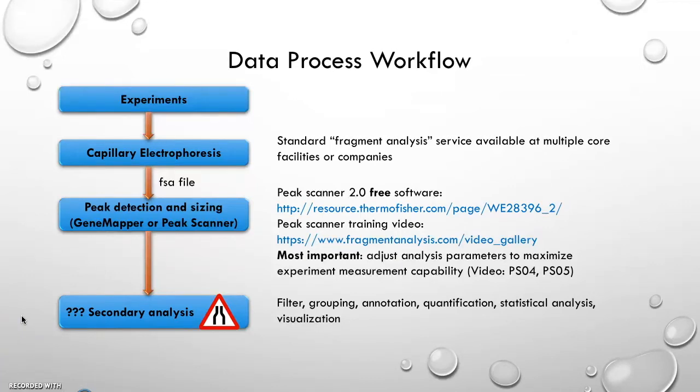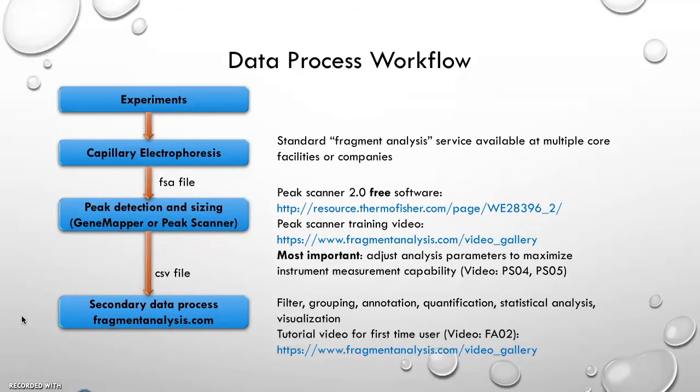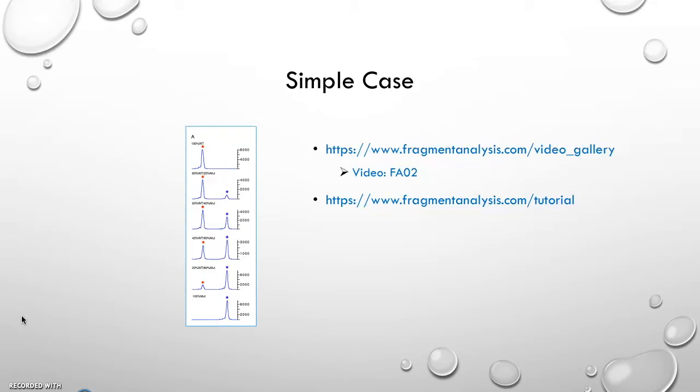However, neither GeneMapper nor Peak Scanner can provide secondary data process for genome editing, which includes filter, grouping, annotation, quantification, statistical analysis and visualization. This is the bottleneck of high-throughput study. How to extract important biological insights from thousands of rows of data within seconds? No worry. We can help. For the first-time user, please take some time to read our tutorial and watch video FA02. For the simple case like this, please refer to the information from the tutorial and video.